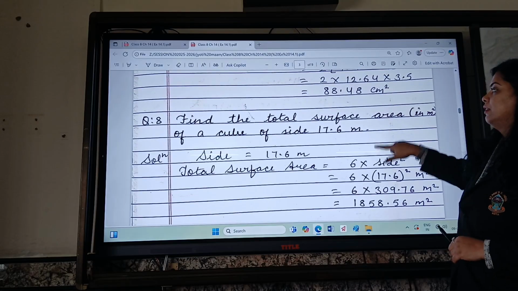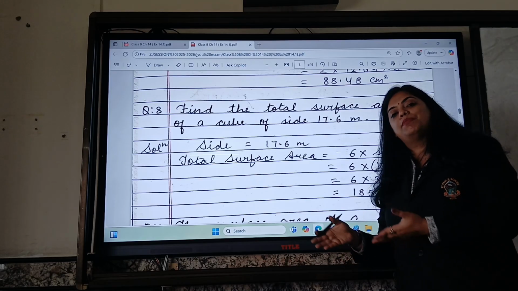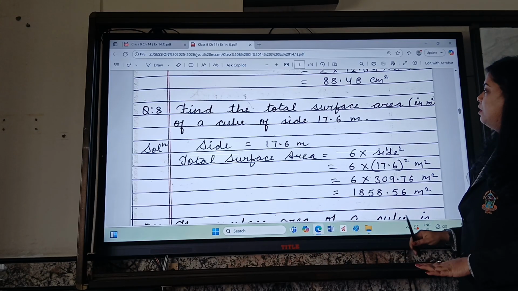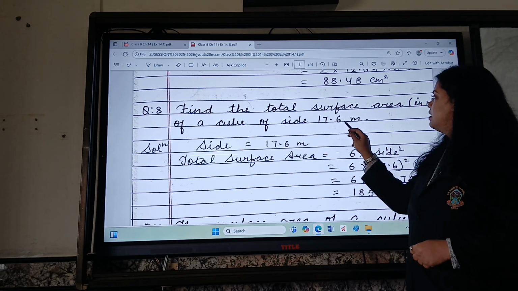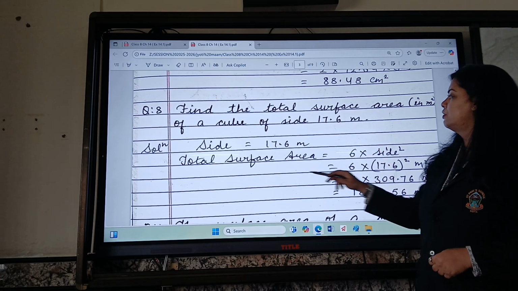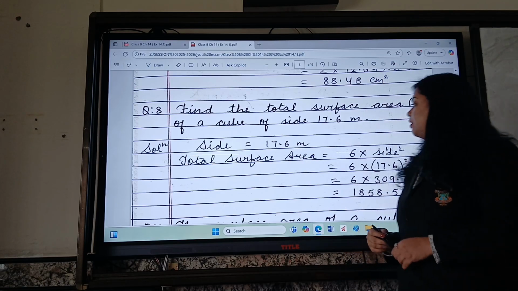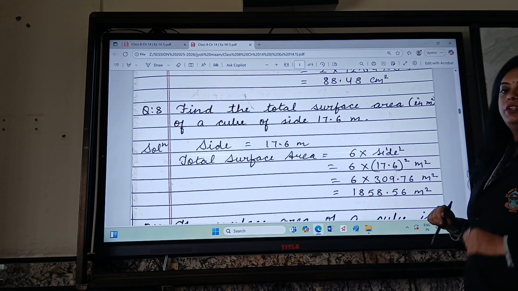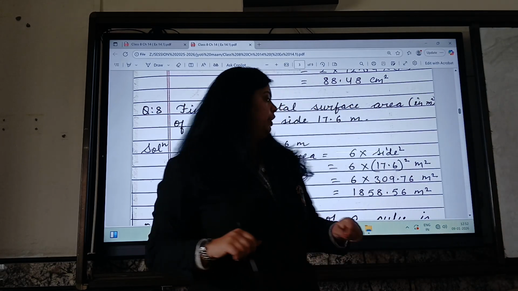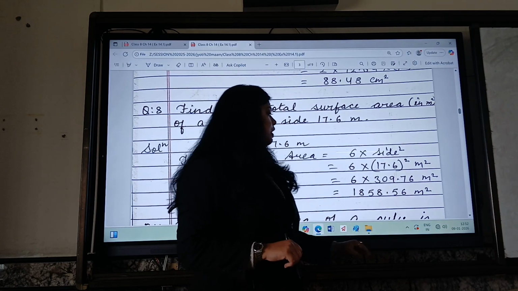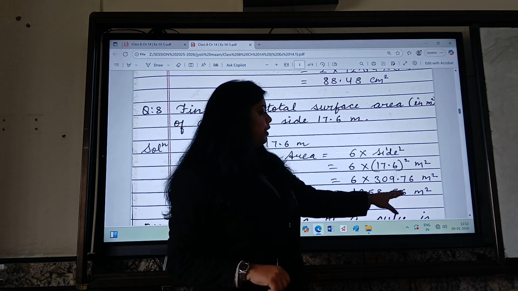Now, in question number 8, we have to find the total surface area in meter square. We all know that area is always given in power 2. So, unit conversion is the main thing in this question, or if it is already given in meter, there is no need, the answer should be in meter square. So, the side of the cube is in meter, 17.6 meter. What is the formula if the shape is a cube? The cube formula is 6 side square. So, 6 multiplied by 17.6 whole power 2, meter power also 2. Once you calculate this number roughly, you will have 309.76, and after multiplying it with 6, you will have 1858.56 meter square.